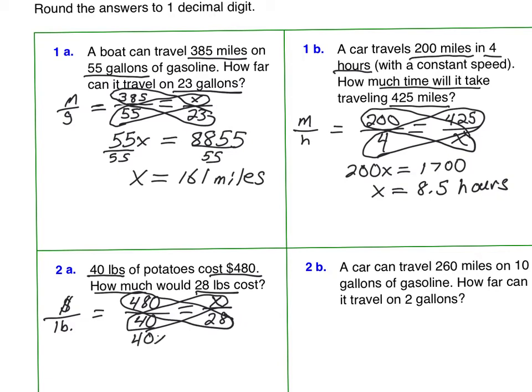40x equals 480 times 28. 13,440. Okay, and then we divide that by 40. And we get x is equal to 336. That's $336 for that amount of potatoes.